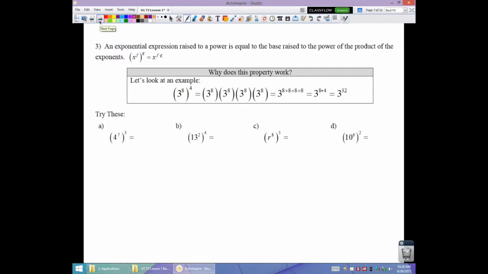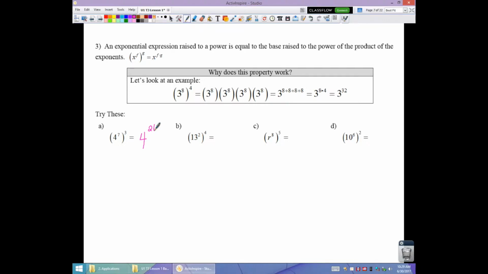Okay, number 3, this rule is a power to a power, which says if you have a power raised to another exponent, you simply multiply the exponents and write it as a single power. So in part A, 4 to the 7th raised to the 3rd power, we multiply the 7 times the 3, and that's 4 to the 21st.